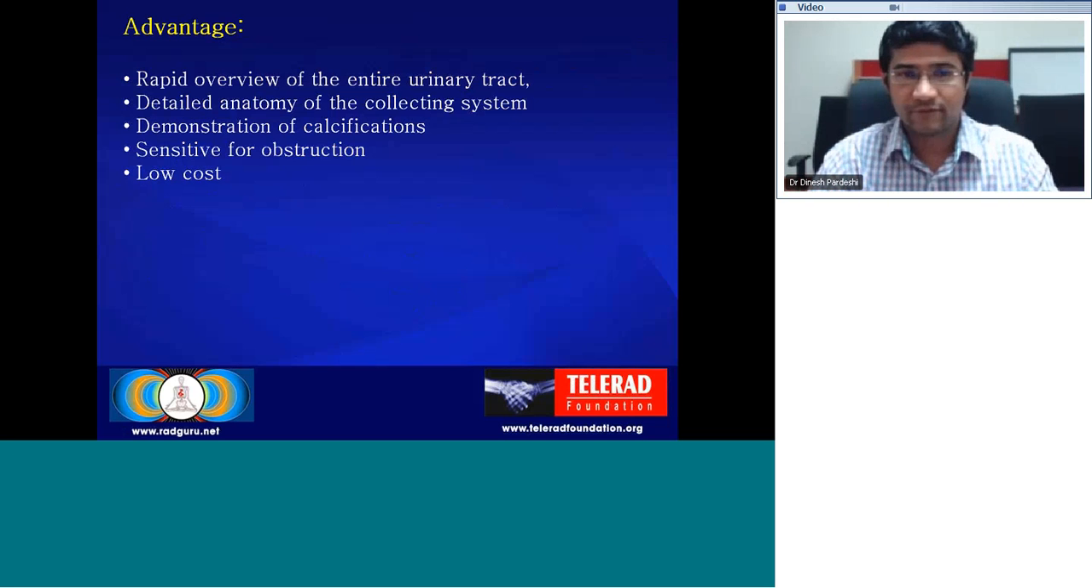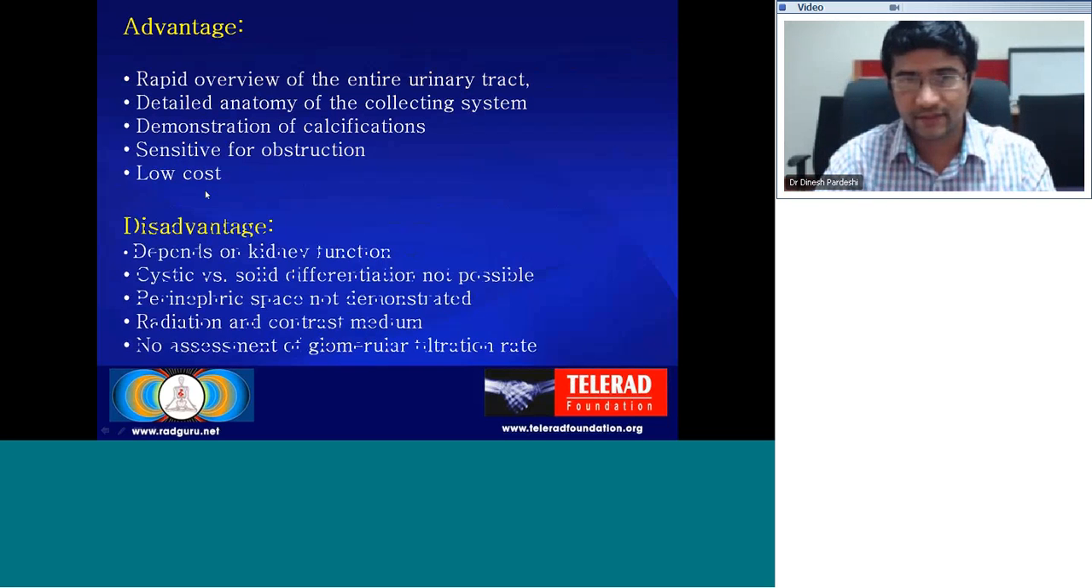So after learning all these, what are the advantages of the IVU? Okay, it gives a rapid overview of the entire urinary tract, and detailed anatomy of the collecting system can be seen. It demonstrates calcifications, whether they are in the urinary tract or lying outside it. It is sensitive for the site of obstruction. And of course, it is a low cost examination.